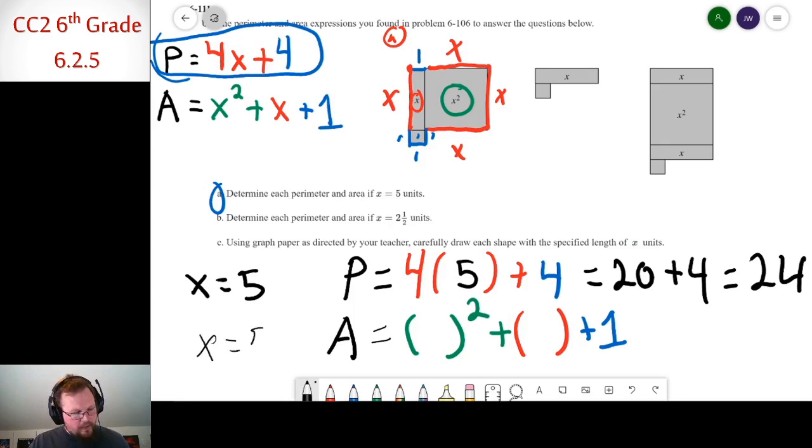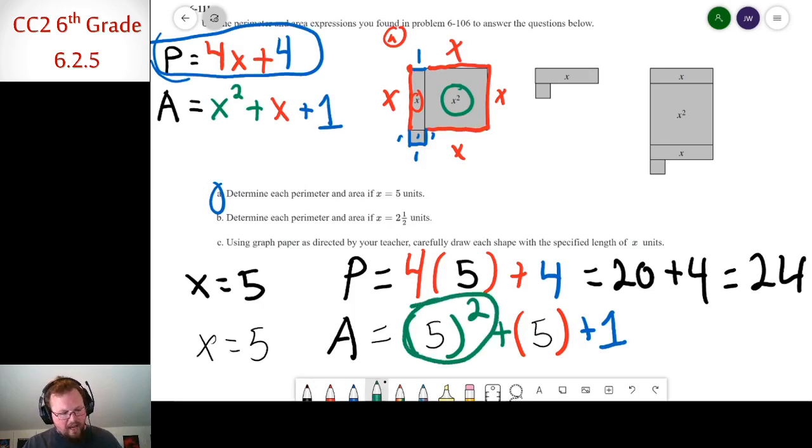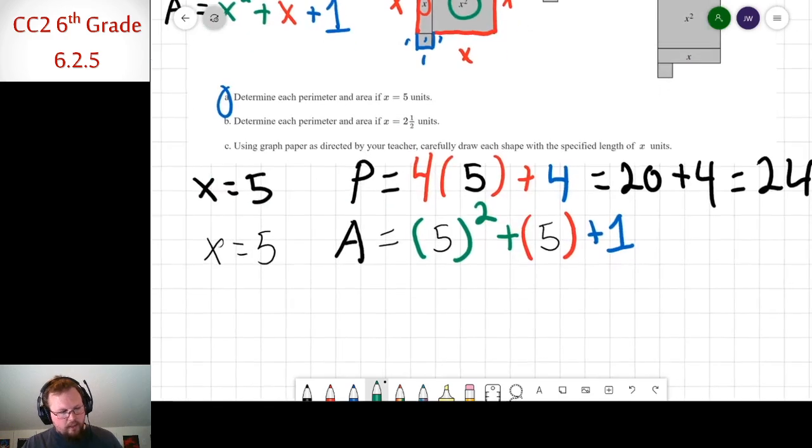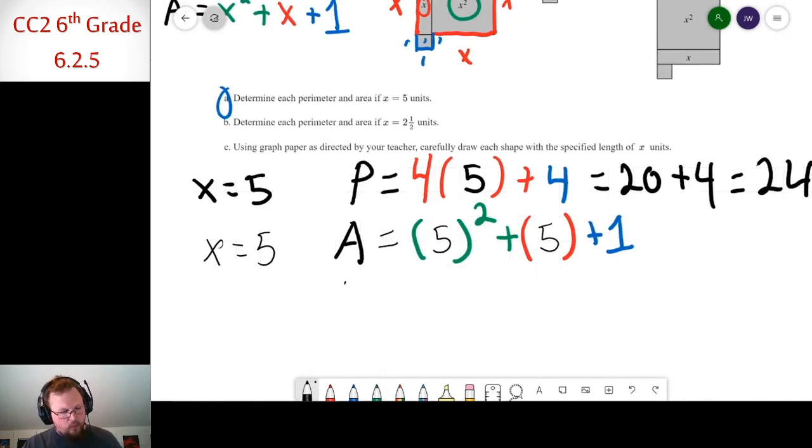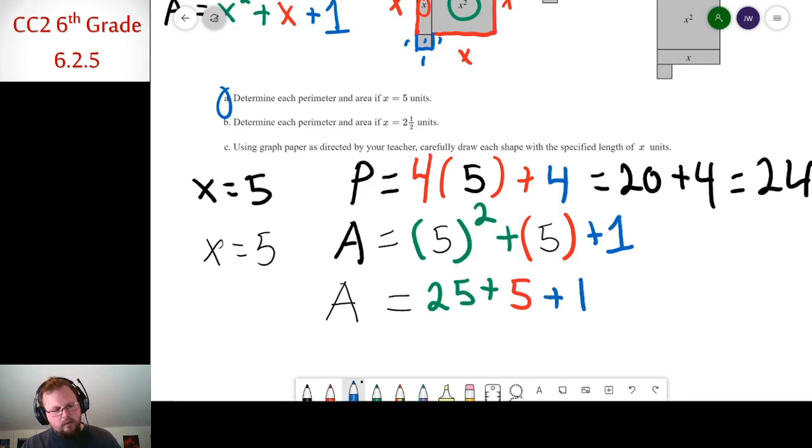Now, we were also told that x equals 5, so I'm going to go ahead and put a 5 into each of these. This first term, 5 squared is not 10. Okay, 5 squared is 25. Because it represents 5 times 5, which gives me 25, plus 5 plus 1. Again, just keeping all of those consistent gives me an area of 31.